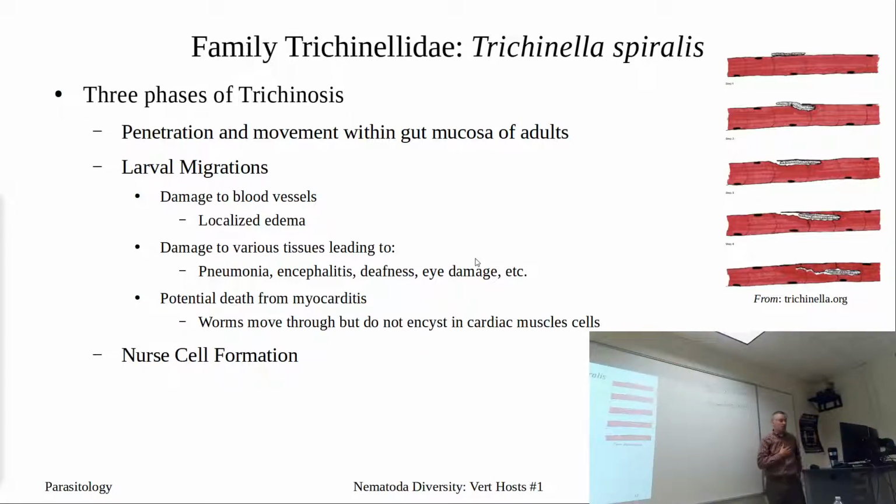All right, you can get death from these migrating juveniles. So this is normally it happens from heart inflammation, so myocarditis. So it burrows out, gets into the cardiac muscles, burrowing through, causing damage and inflammation up to the point where there's so much inflammation it just causes the heart to stop. All right, so they move through, but they don't encyst.